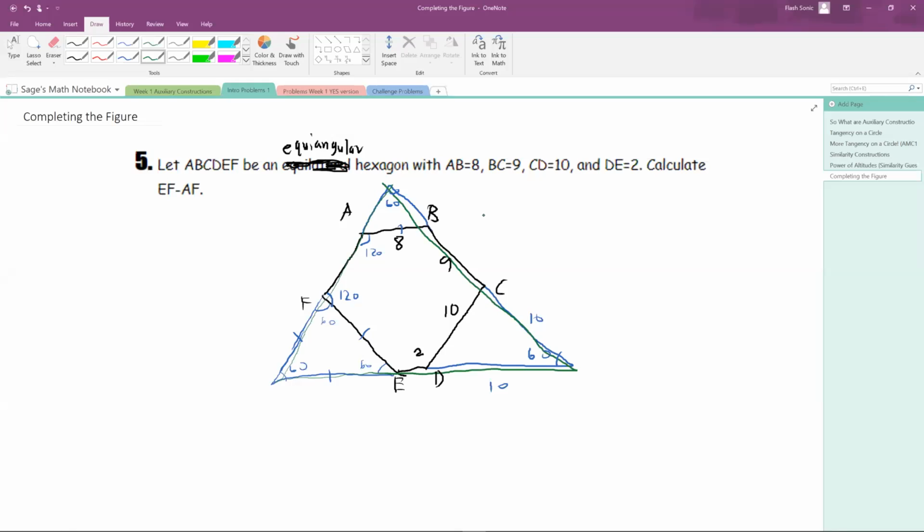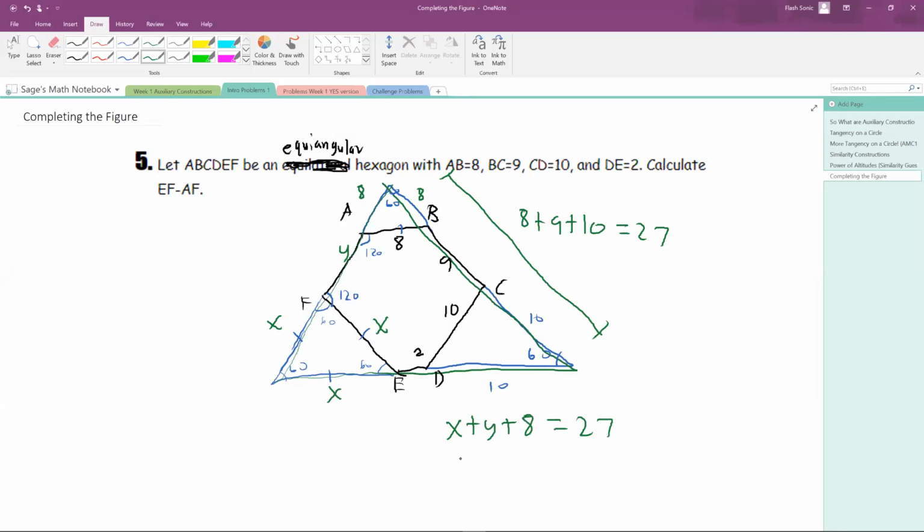So as a result, we know that all of its sides are equal. So this side is 8, and then this side is 10. And from here, since the long side is equal to 8 plus 9 plus 10, which is 27, both of the other sides must sum to 27 as well. So if we call EF as X and AF as Y, then labeling all the other sides, we get that X plus Y plus 8 is equal to 27, and X plus 2 plus 10 is equal to 27. From here, we can just solve the system of equations to get that X is equal to 15 and Y is equal to 4.